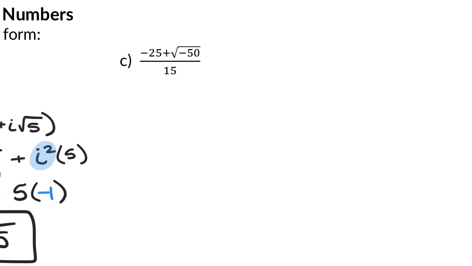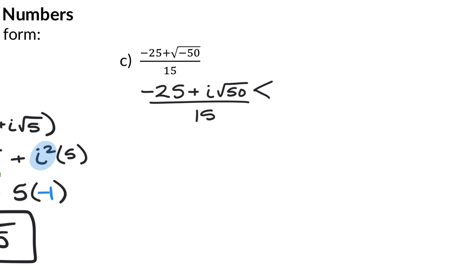This time we're trying to divide these two terms on top by 15, but I see that there is a negative underneath the radical. So I know right away I need to change that to i. If I go ahead and do that, this is negative 25 plus i times the square root of 50 over 15. Well, let's break that number 50 down. Let's see if we can make that radical simpler.